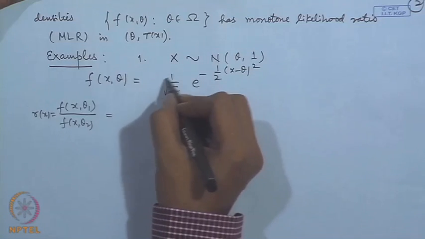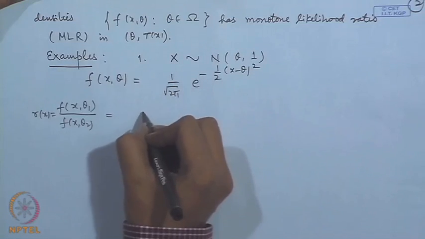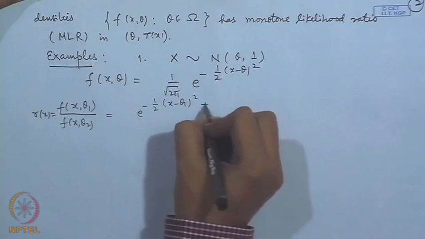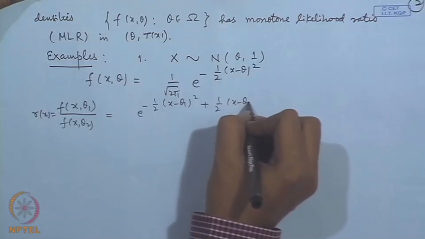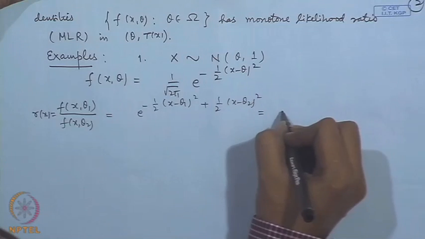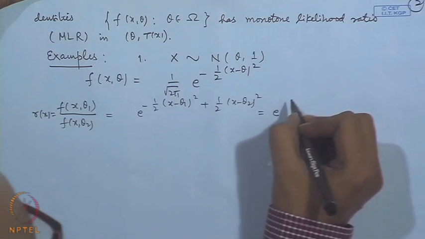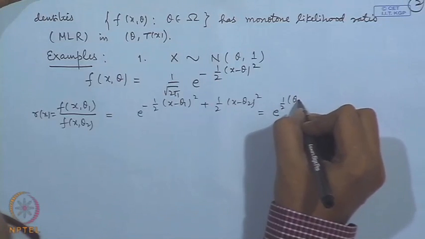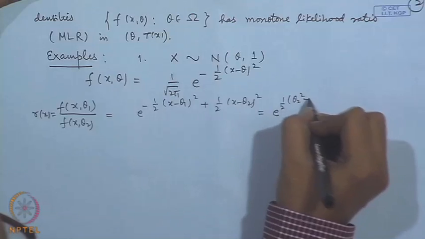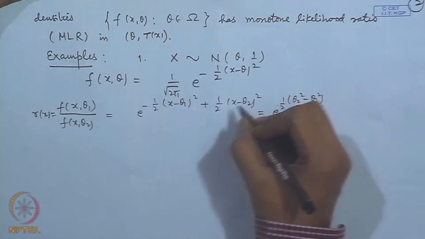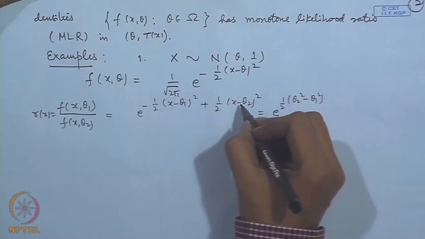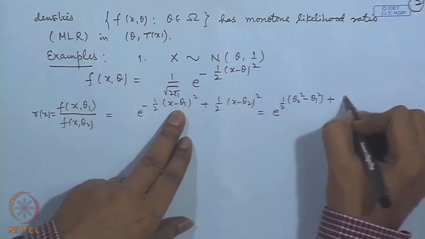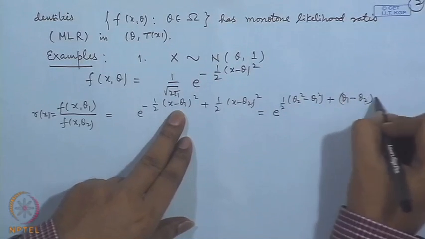Now, when you write this ratio, this gets cancelled out and you have e to the power minus half (x minus theta 1) square plus half (x minus theta 2) square, that is equal to e to the power half (theta 2 square minus theta 1 square), and then you will have plus (theta 1 minus theta 2) x.